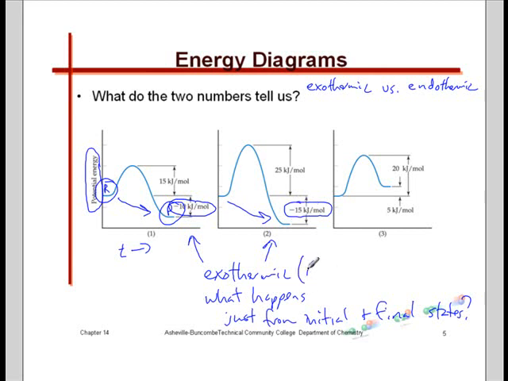Remember, this is going to be negative. It's going to be less than 0 for an exothermic reaction. In this particular example, this is an endothermic reaction. We've actually gained energy during that process from reactants to products.